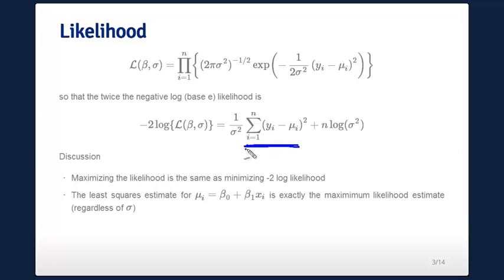Well, notice that's exactly the least squares criterion that we minimized to get beta naught and beta 1 before. So it turns out that under Gaussian errors in our linear regression model, the maximum likelihood estimates for the slope and the intercept are exactly the same as the least squares estimates.